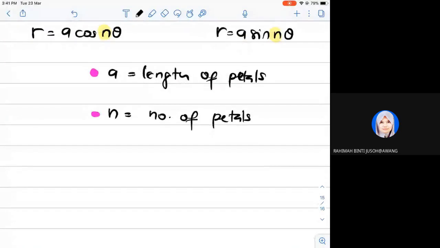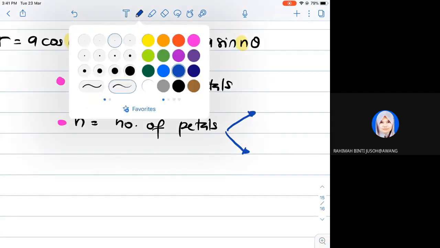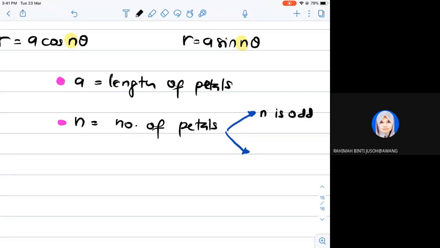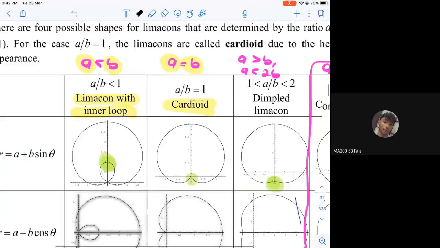Okay. And then N pula ada 2 kategori. Satu, if N is odd. Kalau N tu nombor ganjil, misal kata cos 3 theta, cos 5 theta, so dia punya bilangan petal adalah sama dengan N. So, dapatlah N petals. Tetapi, kalau N is even, misal kata R equals to 5 sin 2 theta, therefore, the number of petals should be twice, double the number of N. So, 2N petals. Jadi, bilangan kelopak untuk R equals to 5 sin 2 theta adalah 4. You kena darab 2 kalau N tu even. Understand? Boleh guys? Boleh, madam.